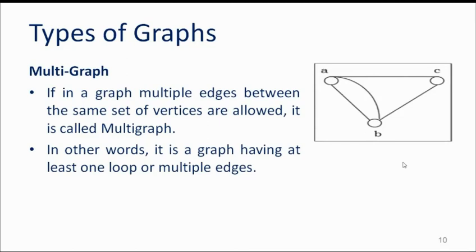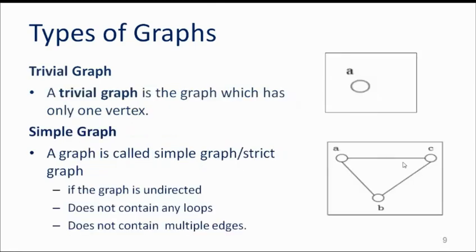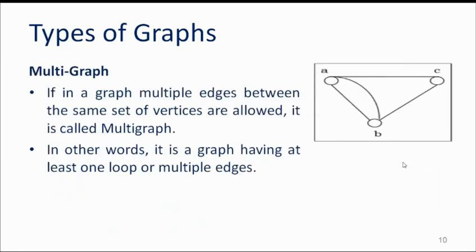So here the context of loop is that the loop should be between 2 vertices, I think so. Here does not contain any loops means, so A to C is the path is there, but B to C, actually there is an indirect loop is there, but still it is not a thing. So in other words, it is a graph having at least one loop or multiple edges. This is what we call multigraph.